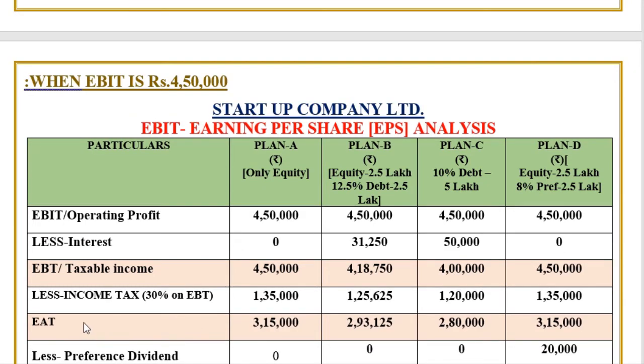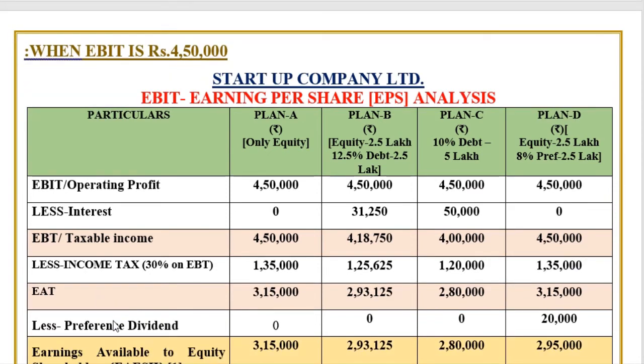Now once you find out this EAT, you have to deduct preference dividend. So preference dividend ಯಾರು ಪೇ ಮಾಡ್ತೀರಿ? Preference share holders ಗೆ. In plan A, we don't have preference shares, therefore preference dividend will be zero. In plan B also, we don't have any preference shares, therefore zero. In plan C also, we don't have any preference, therefore zero. But in plan D, we are having 8% preference share capital, therefore 8% on 2,50,000 will get 20,000 rupees. Then EAT minus preference dividend, you will get earnings available to equity shareholders. So 3,15,000 minus 0, 3,15,000. You do similar calculations for other financial plans also. So you'll get this balance.